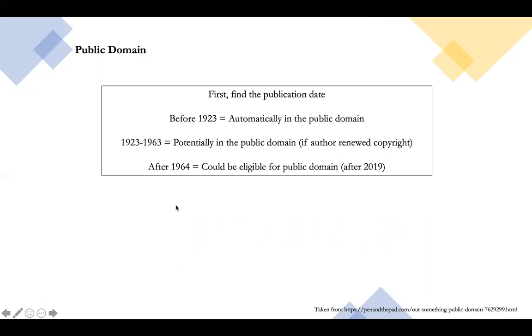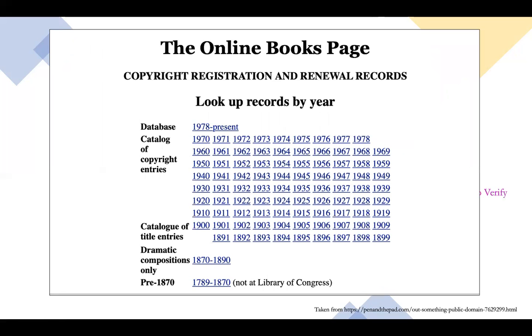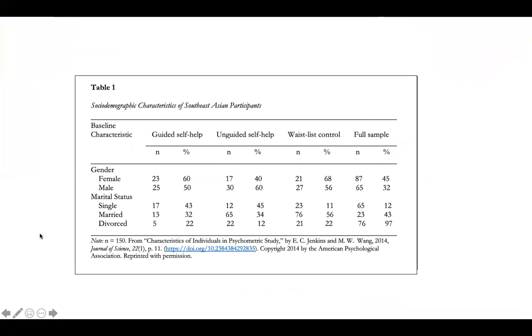If it's in the public domain, you will want to find the publication date. Typically, if it's out there for 95 years, it becomes automatically absorbed into the public domain. But what you can do is check the catalog of copyright entries to verify this information. So you can look up what's actually still copyrighted or if it's within the public domain. So I'm going to show you a couple of examples of each of these types.